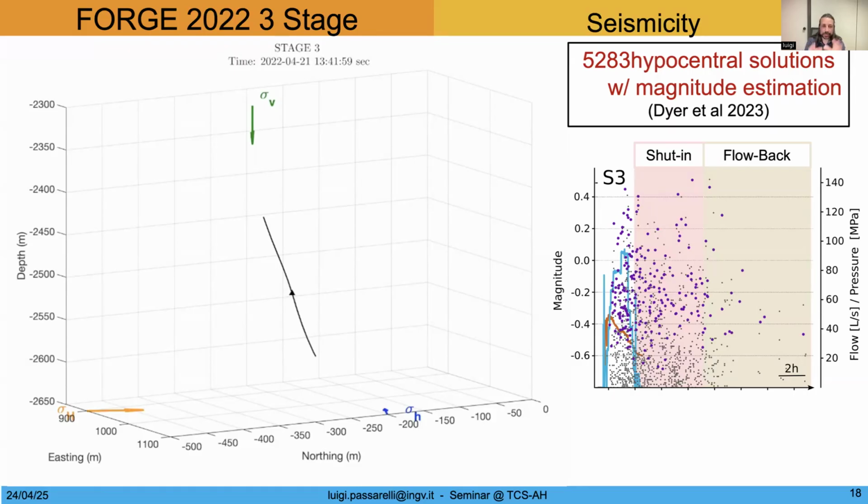In the video on the left, you have the stress field, as I depicted before. The triangle is the place where they injected. And in this case, we know because they did this perforation shot before the injection, and the perforation shot was located by the seismic network. And all the seismicity is also located relative to the perforation shot. So in this case, we have a favorable condition to know, with a good approximation, where the injection was in the interval, which is the black line, the well.